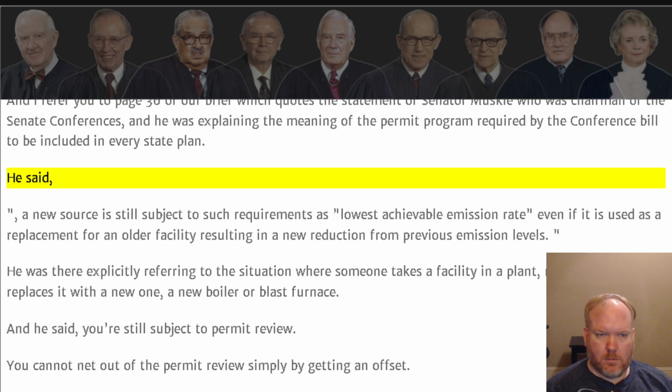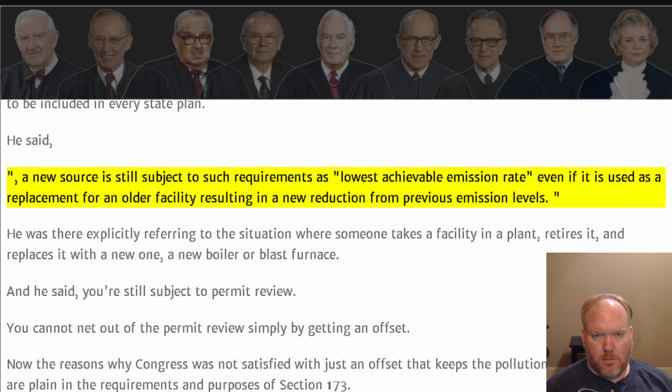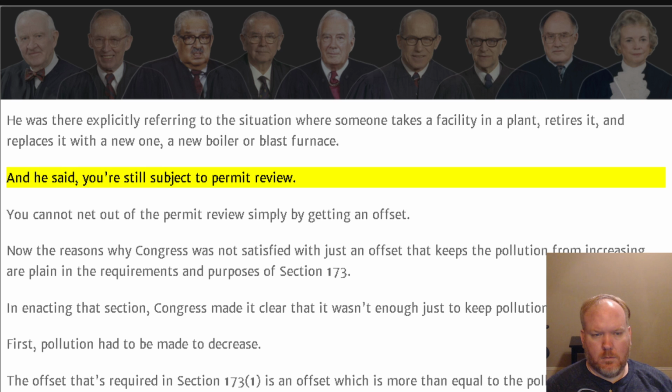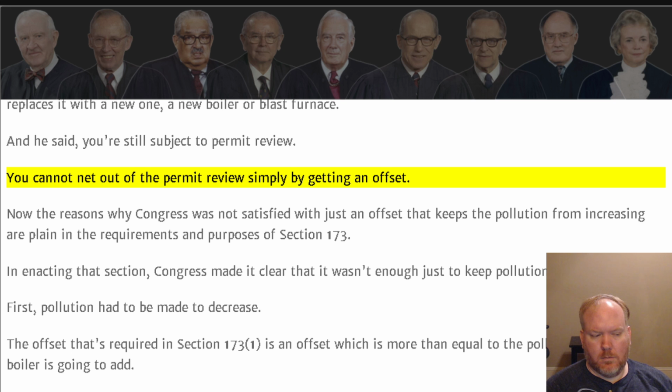And he said, a new source is still subject to such requirements as the lowest achievable emission rate, even if it is used as a replacement for an older facility, resulting in a net reduction from previous emission levels. Now, he was there explicitly referring to the situation where someone takes a facility in a plant, retires it, and replaces it with a new one, a new boiler or blast furnace. And he said, you're still subject to permit review. You cannot net out of the permit review simply by getting an offset.